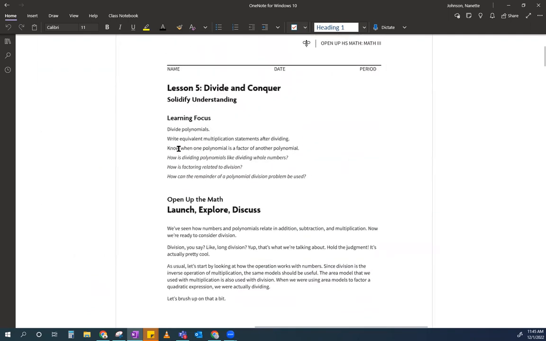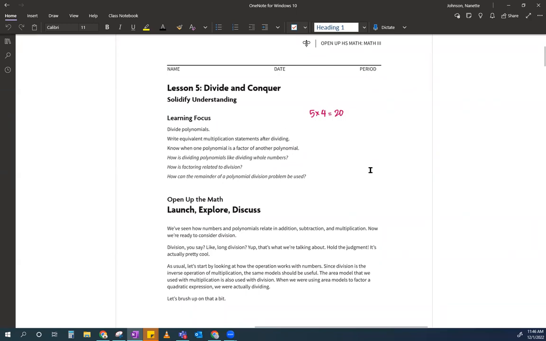I want to go back to this one little fact before we go. This one, the focus says write equivalent multiplication statements after dividing. So I want to focus on this for just a quick second. This was like fact families back in the day when you were in 3rd and 4th grade, learning multiplication and division. Remember, you would go, oh, 5 times 4 equals 20. Do you guys remember fact families? Who else is in the family besides 5 times 4 equals 20?